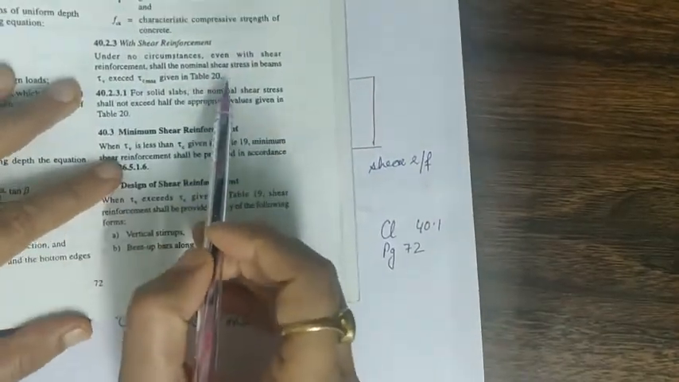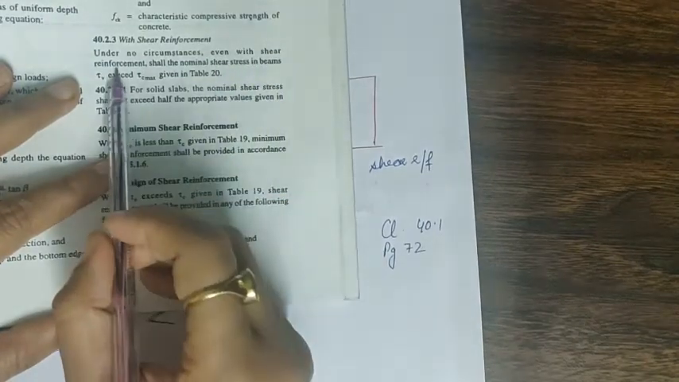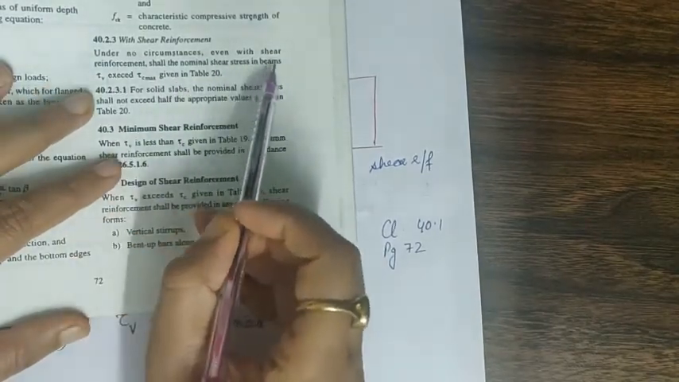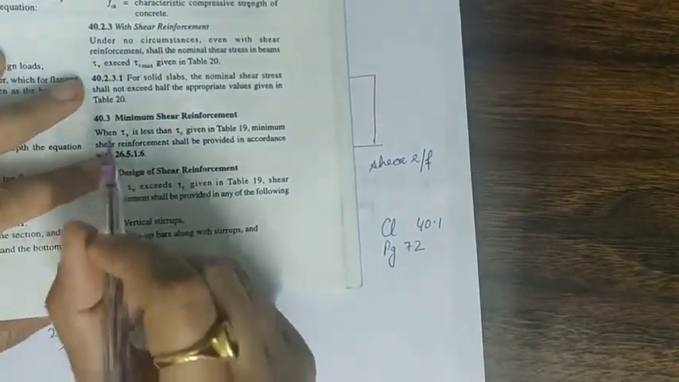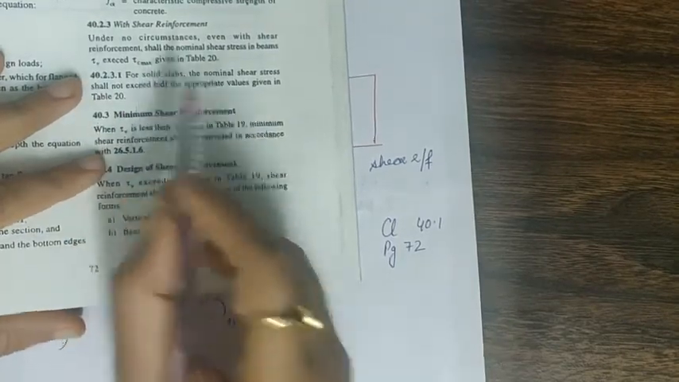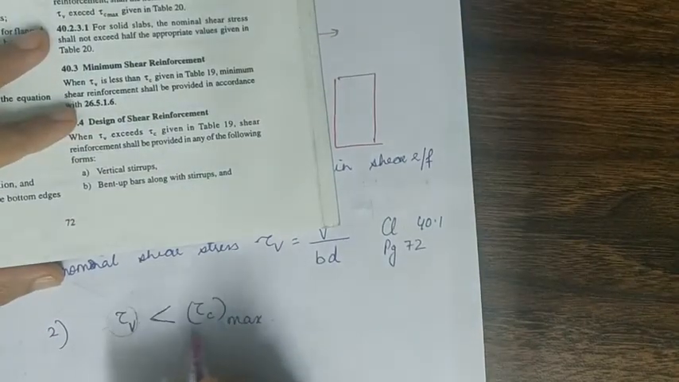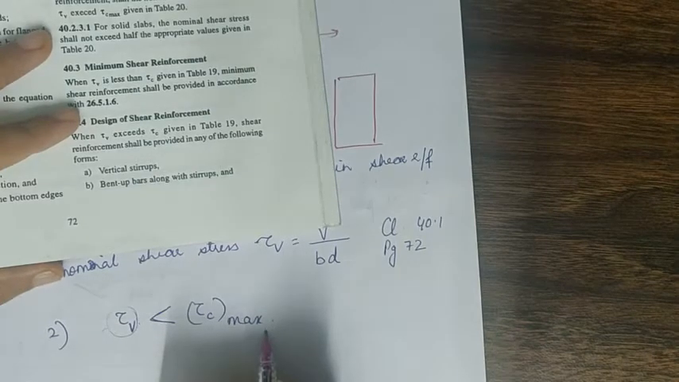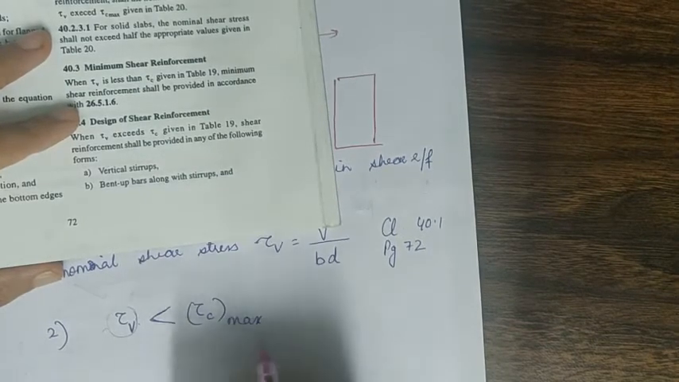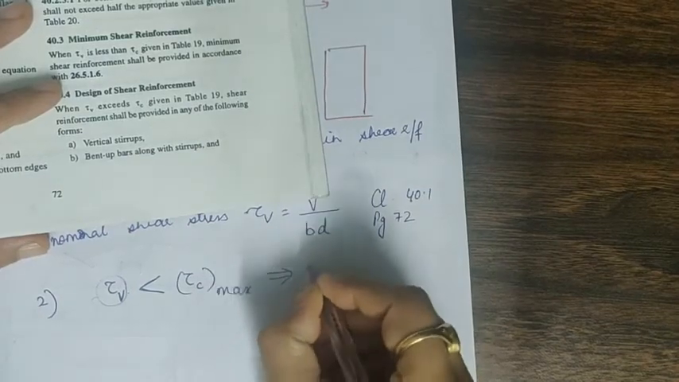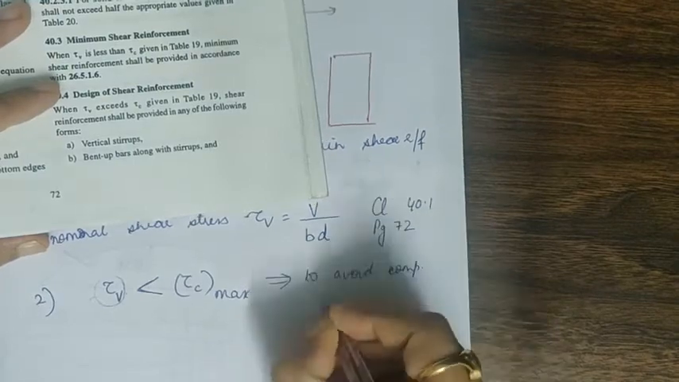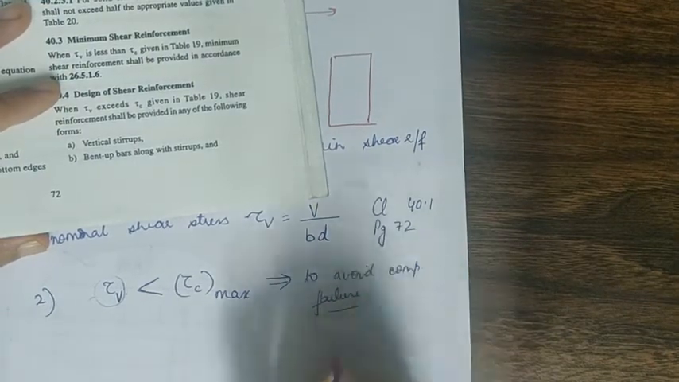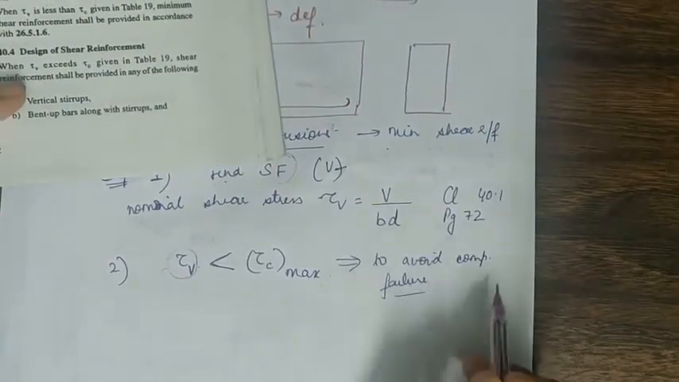Under no circumstances, even with shear reinforcement, shall the nominal shear stress of beams exceed tau C max. So under no circumstances should this value tau V exceed tau C max. Clear? Why is it there? It is there to avoid compression failure that used to occur due to point number 4. So, avoid compression failure.